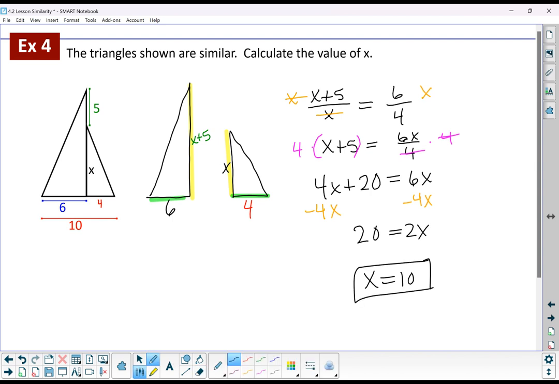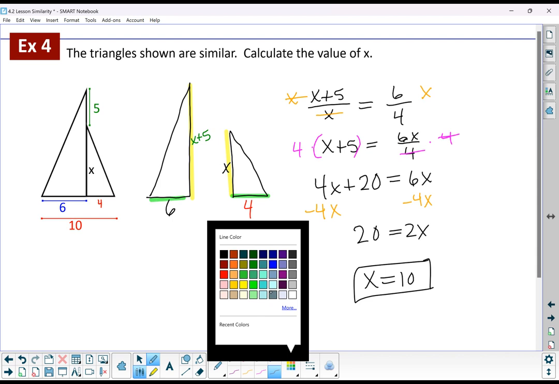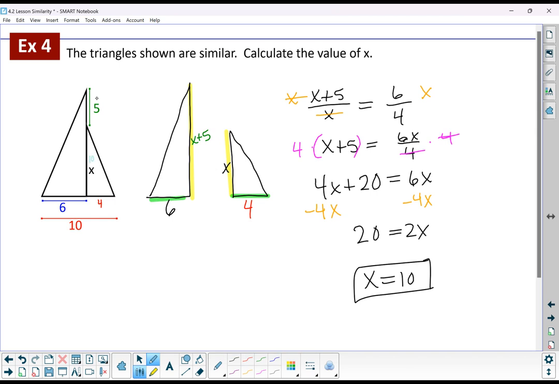So that gave us our value for x, and that makes a lot of sense if you look at the diagram. I mean, I guess you can't always assume that a diagram is to scale, but if x is 10, that means the height of this larger triangle is 15, and the smaller triangle has a height of 10, and that does make sense based on the diagram.